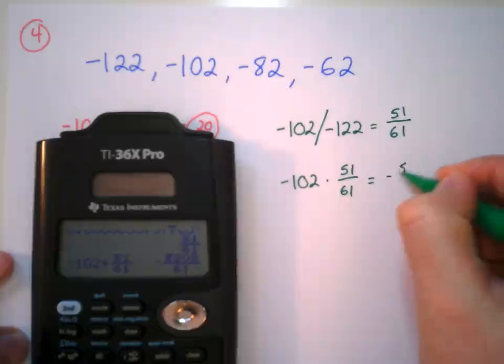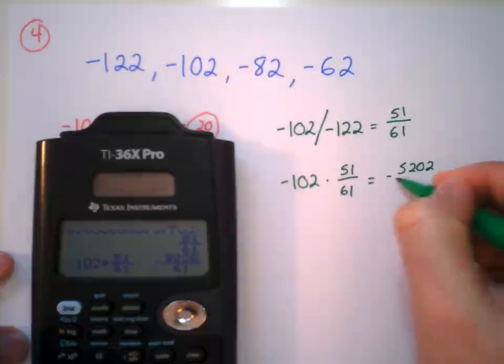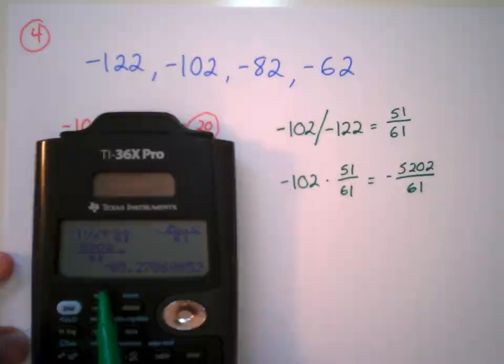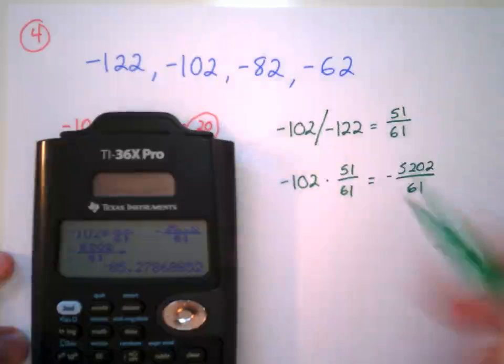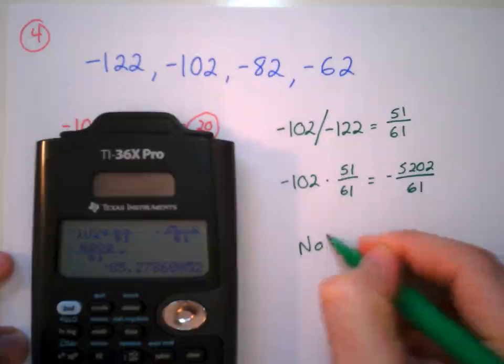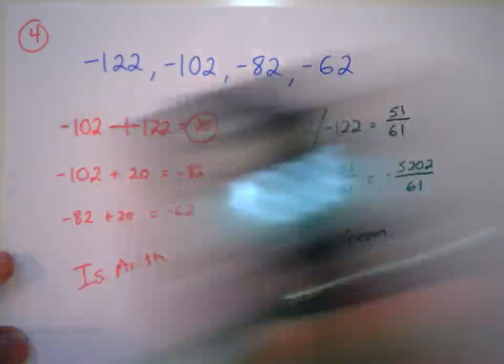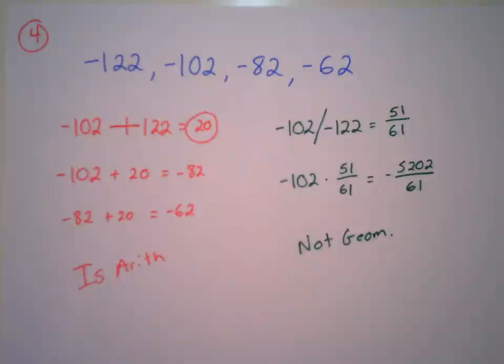That's negative 5,202 over 61. If we turn that into a decimal, it gives us negative 85.27, which is not negative 82. So we already know this is not geometric. It is not geometric. So we just kind of answered that question there, okay?